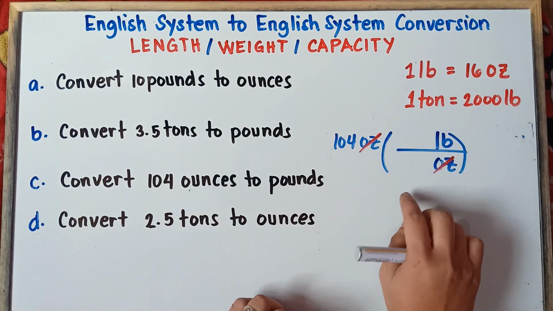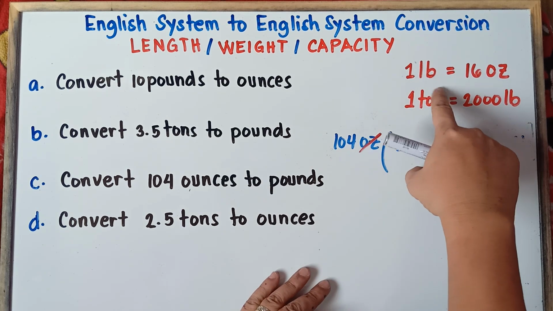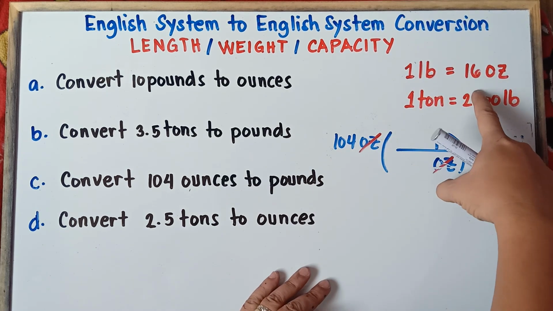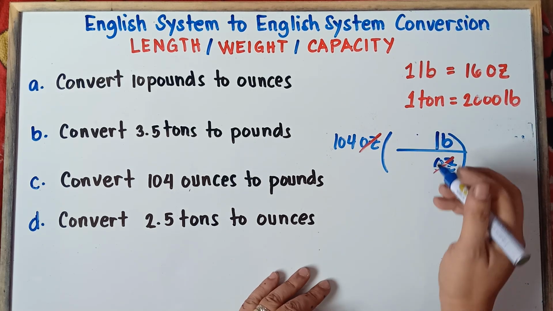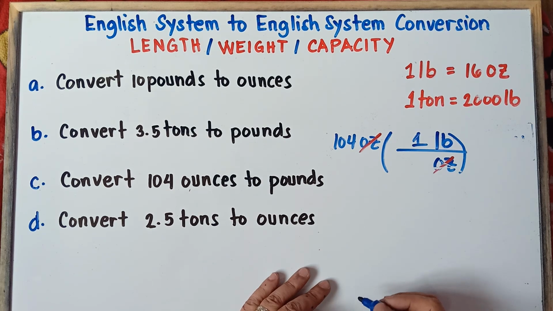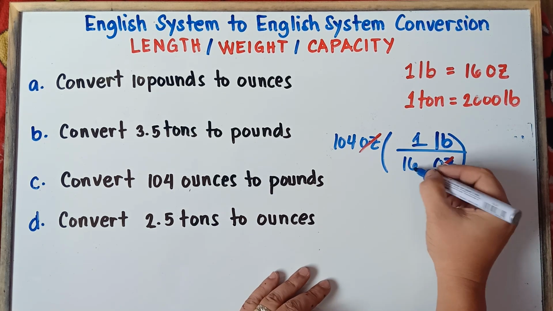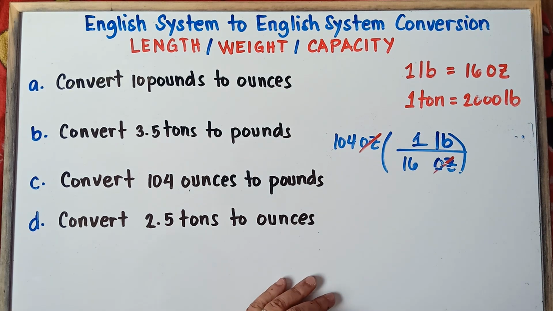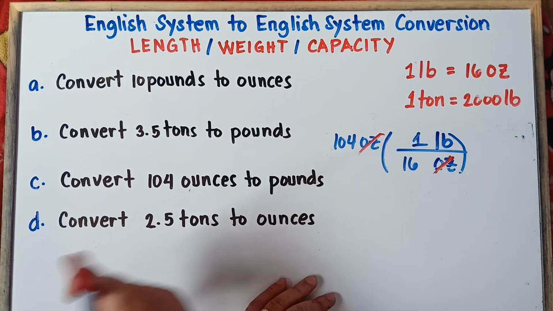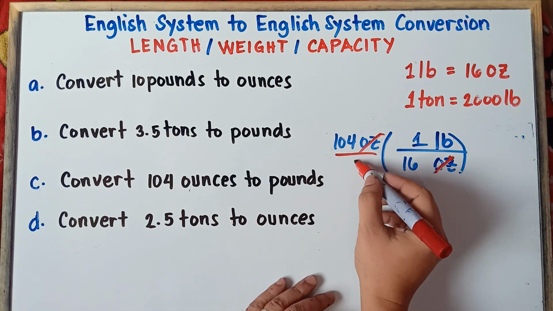So once again, class, be careful in writing the conversion. 1 pound is equivalent to 16 ounces. So it should be 1 pound. So pound is on the numerator. So pound, 1 pound is equivalent to 16 ounces. Alright, and then we can cancel out the units. Yep, cancel out the units. We can put over 1 here for our given.